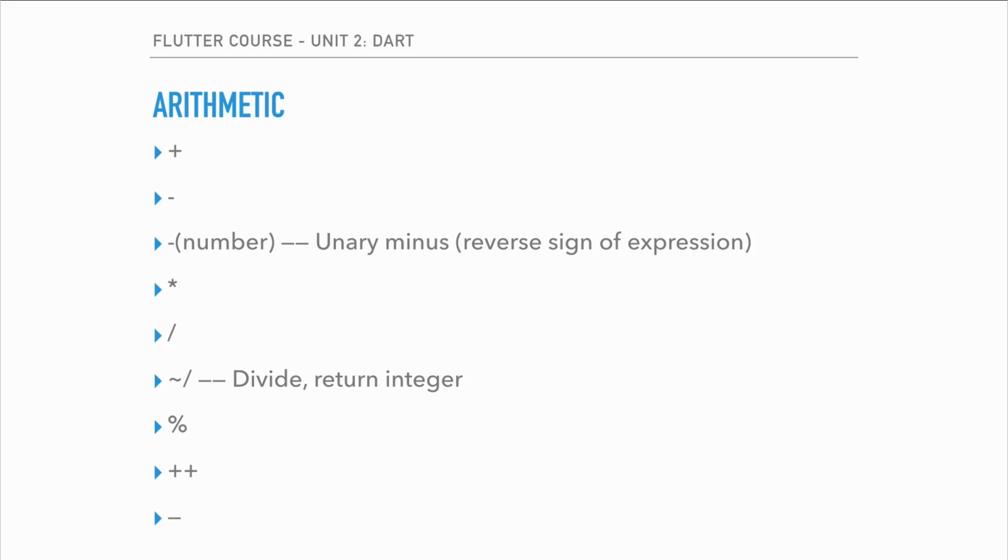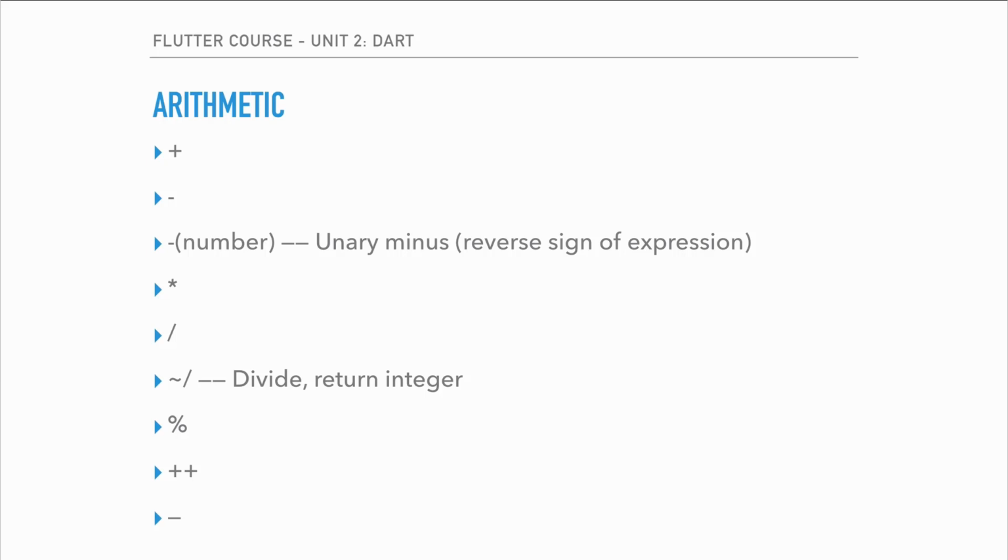We have this minus and then a number. That's a unary minus. It just means that if we do minus, for example, a, and a is 1, it's going to return -1. It's super simple stuff. It's not difficult. And then we also have multiplied by, divided by, and then we have this little slash.